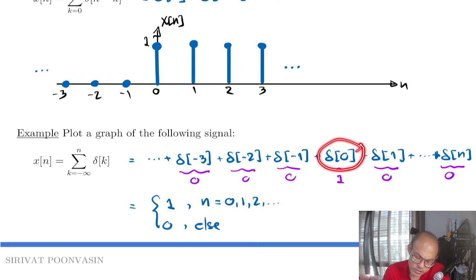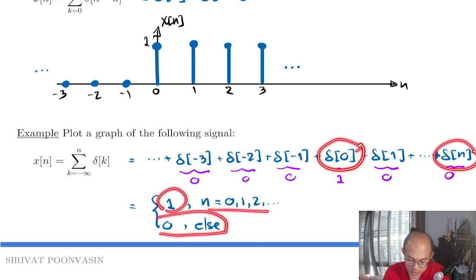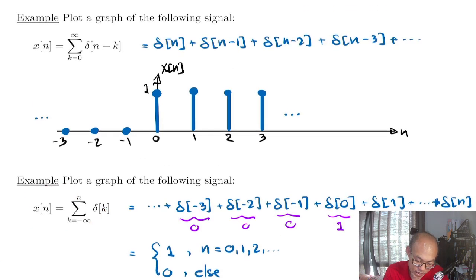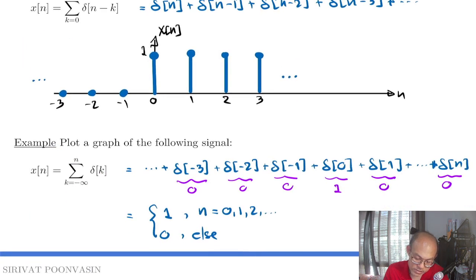The only way to have this sample in your summation is when n is greater than or equal to 0. So that's why we have 1 when n is greater than or equal to 0, and 0 when it is not. Okay, so the graph of this one and this one are basically the same. So this one is this graph, right? Basically, they share the same graph.